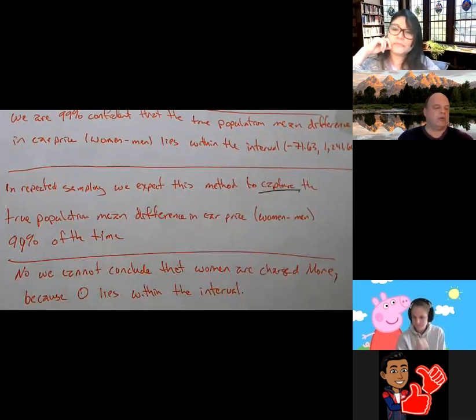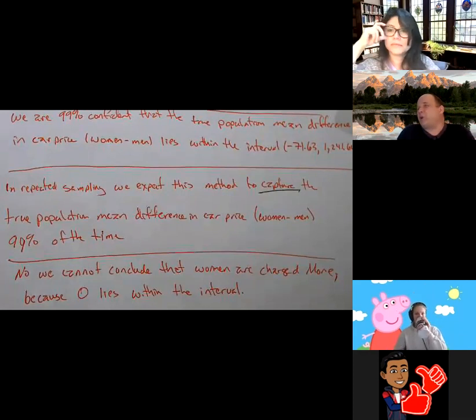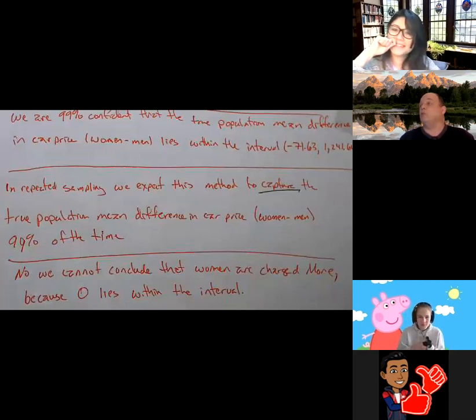Yeah, so in repeated sampling, it captures it 99% of the time. Doesn't mean men pay less or women pay more. Just that 99% of the time, our method captures it. In other words, it's a brag. We are so good that it works this amount of the time. It does what it's supposed to, which is capture something. All right, it captures the truth 99% of the time.